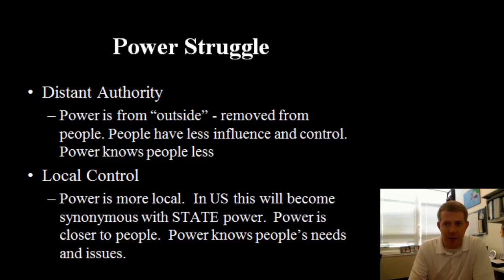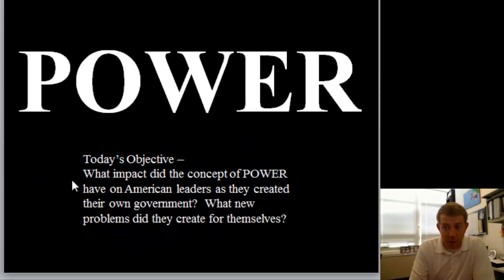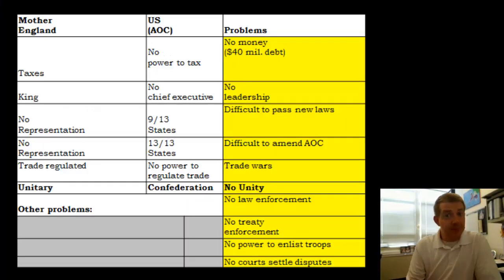So if we go back to the objective here, the impact of power is, well, the Americans are going to create a government that is not very powerful and has local control. But what I want to look at in this table that I'm going to show you again in a second is what new problems did they then create for themselves? And then what we have to talk about on Monday is looking at what you read and how we start to see how they approach the solutions. And there are going to be new problems there too. And that's really what you're taking notes on from your reading.